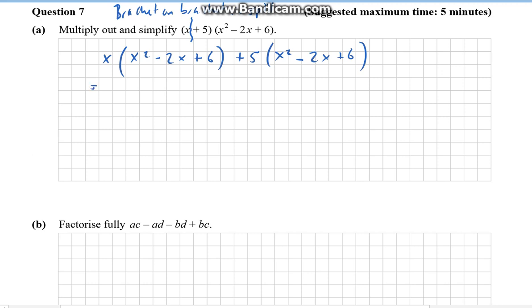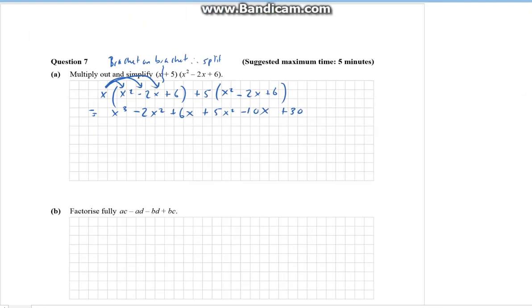So that will give us x cubed minus 2x squared plus 6x, because we remember that it multiplies by every term inside that bracket when it's stuck outside it, plus 5x squared minus 10x, be careful of your signs, plus 30.